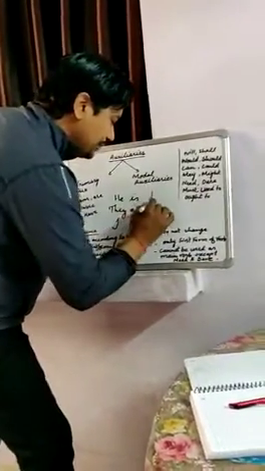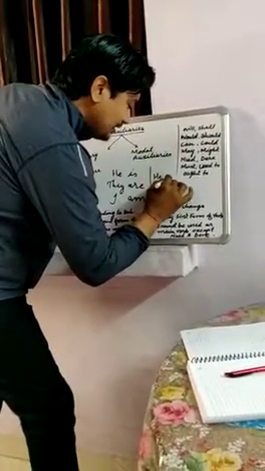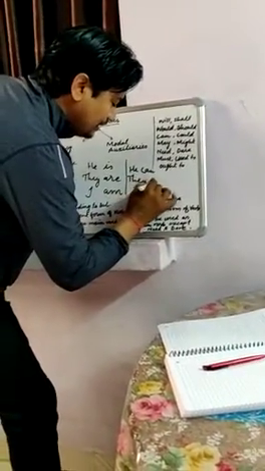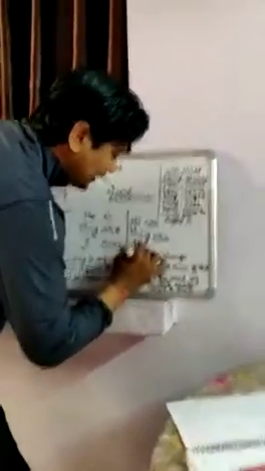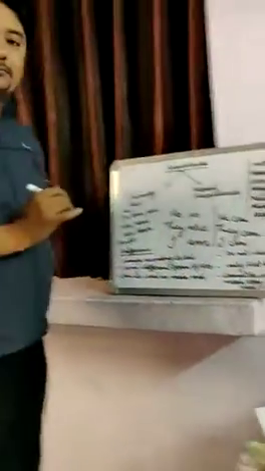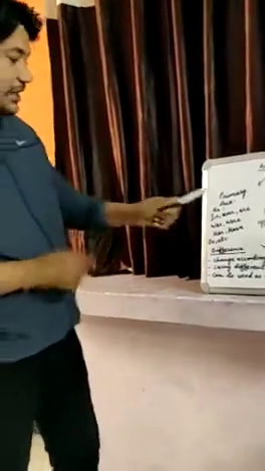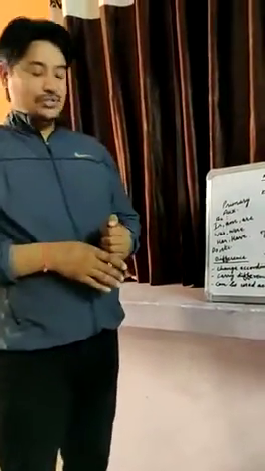But modal auxiliaries do not change according to the subject. For example, if I am using subject he, then I can go with can. If I am using they, again I can use can. If I am using subject I, again I can use can. Means modal auxiliaries do not change according to the number of subject, whereas primary auxiliaries change.